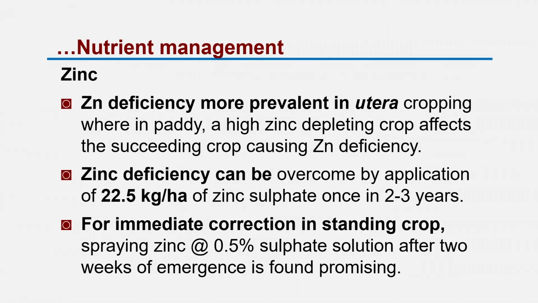Now coming to zinc, in certain areas zinc deficiency is also there, particularly where the rice wheat system is quite common. Zinc deficiency is more prevalent in Utera cropping, where paddy, a high zinc depleting crop, affects the succeeding crop, causing zinc deficiency. Zinc deficiency can be overcome by application of 22.5 kg per hectare of zinc sulphate once in 2 to 3 years. This dose is for zinc sulphate heptahydrate, which contains about 21% zinc. For immediate correction in a standing crop, spraying of 0.5% zinc sulphate solution is quite promising, and it should be used.